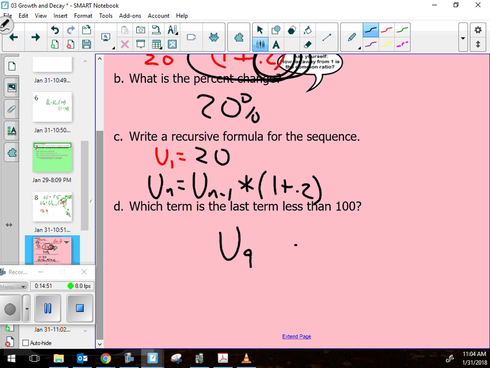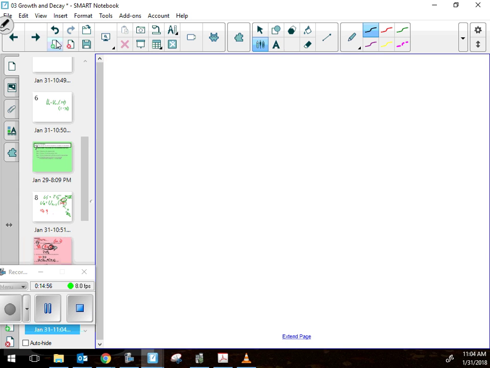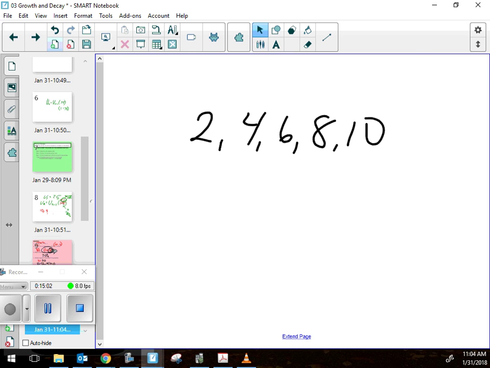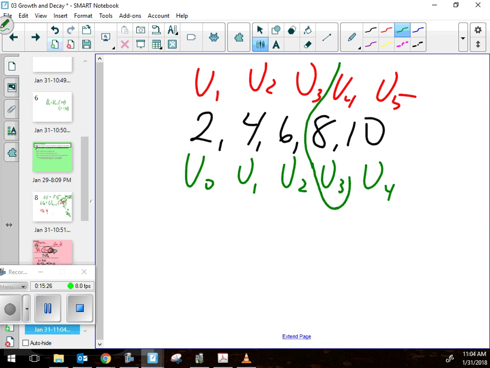That's why starting with u sub 1 is the safe way to go, because if you want the 9th term, it's u sub 9. Let me make sure you get that difference. Let's say I'm going 2, 4, 6, 8, 10. And one kid says, I'm going to start with u sub 1. And the other kid says, I want to start with u sub 0. They're both right. But when I say, which term was 8, they could both find the answer, but they're different.